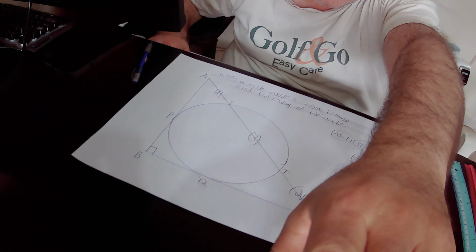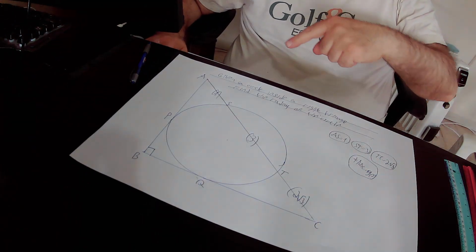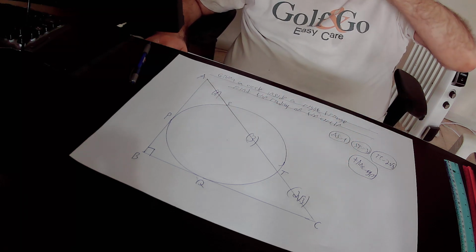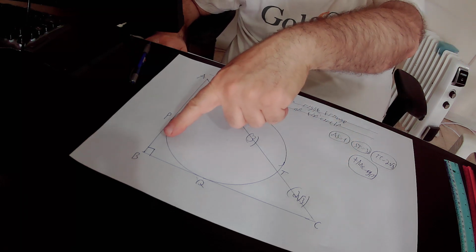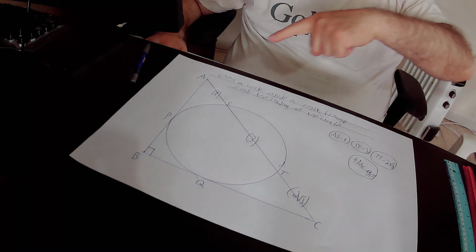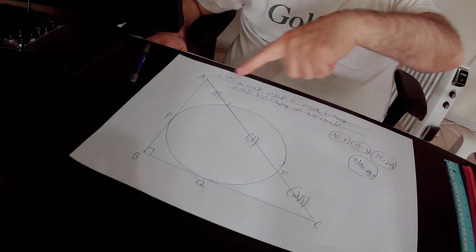Now in this lecture we'll find out the radius of a circle. In the drawing we have the right triangle, triangle ABC. Angle ABC equals 90 degrees in its size. And inside this right triangle ABC we have this circle.